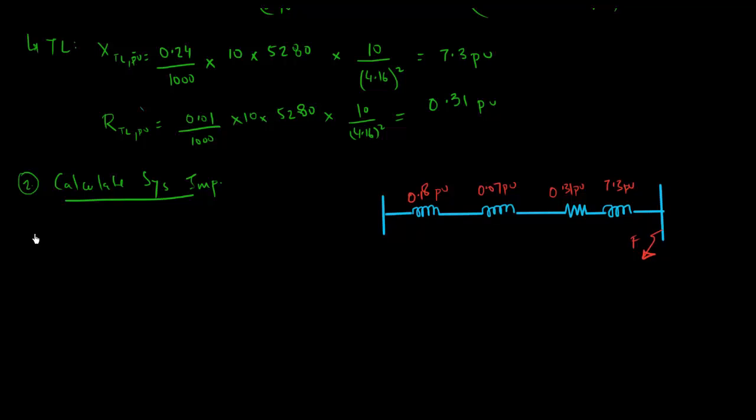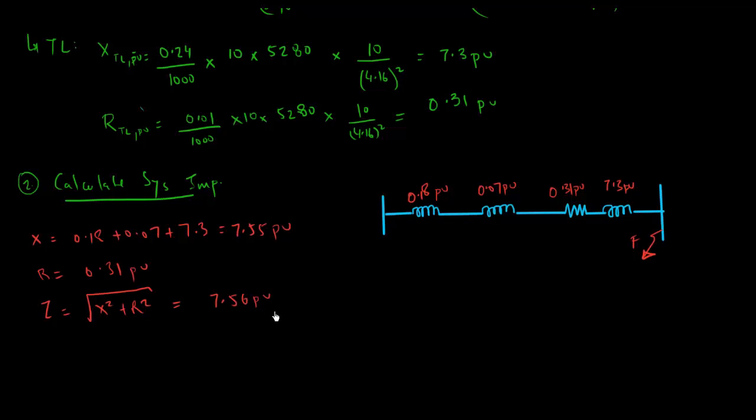So the impedance values, be careful, this is resistance, the rest of them are reactances. We cannot just simply go ahead and add them to calculate our system impedance. We have to first find out our reactance, which is 0.18 plus 0.07 plus 7.3 should give me something like 7.55 per unit, and then my resistance, I only have one resistance value, it is 0.31 pu. So what is my impedance? It is square root of x squared plus r squared. So if I calculate that, I will get a value of 7.56 pu.